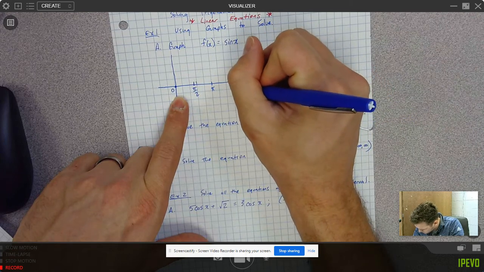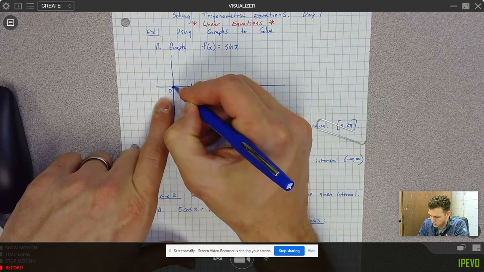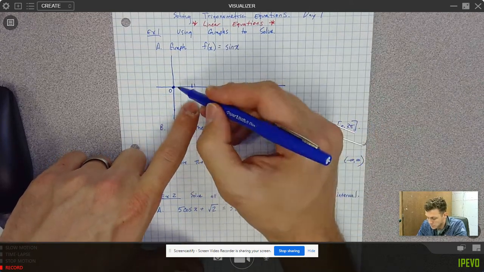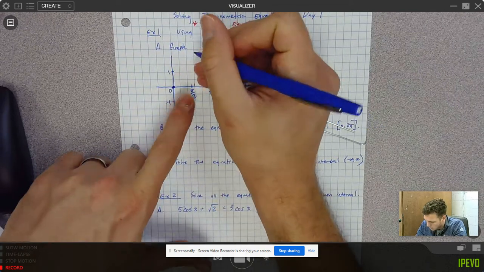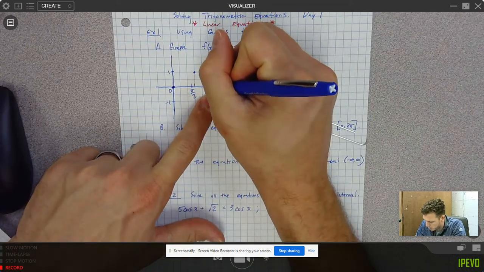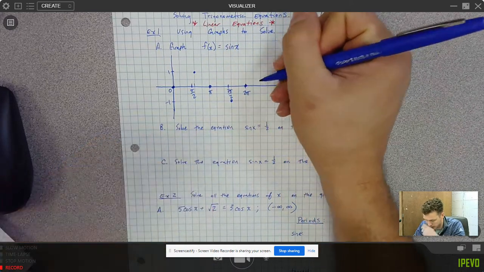For sine, we know that sine of 0 is 0. Sine of pi over 2 is 1. Sine of pi is 0. Sine of 3 pi over 2 is 1. And sine of 2 pi is 0. So this is our graph.